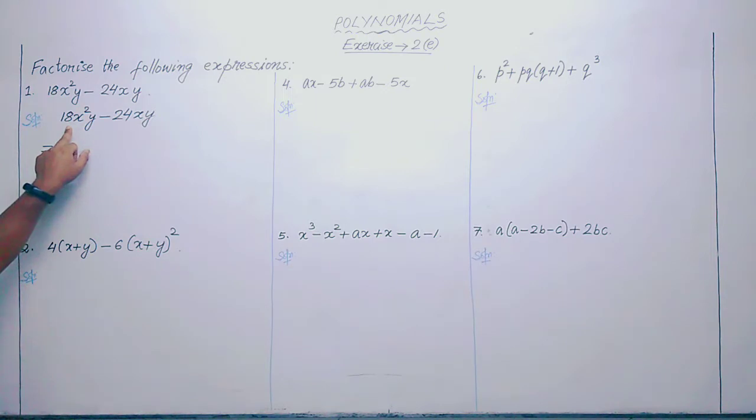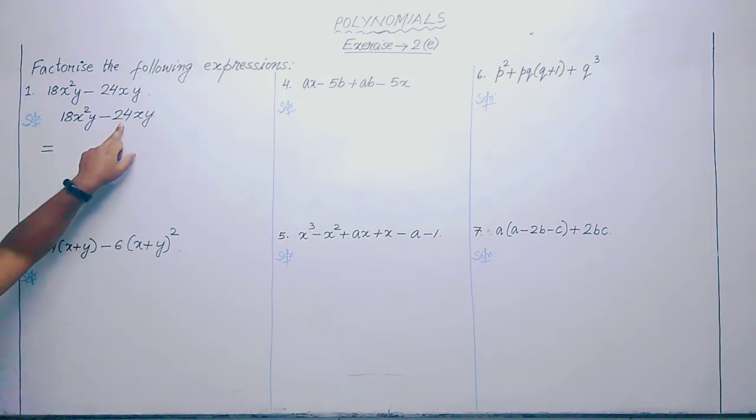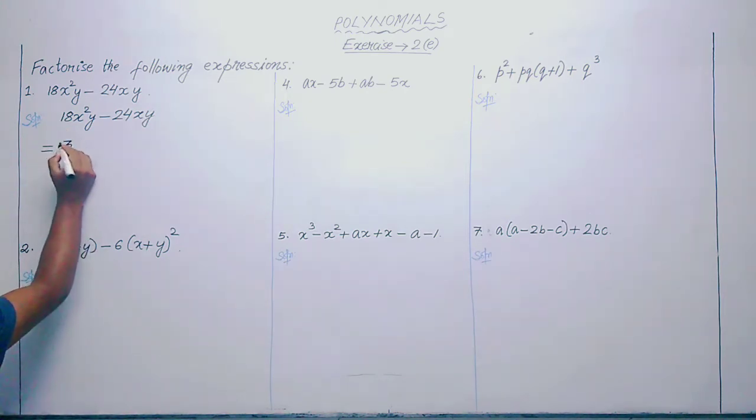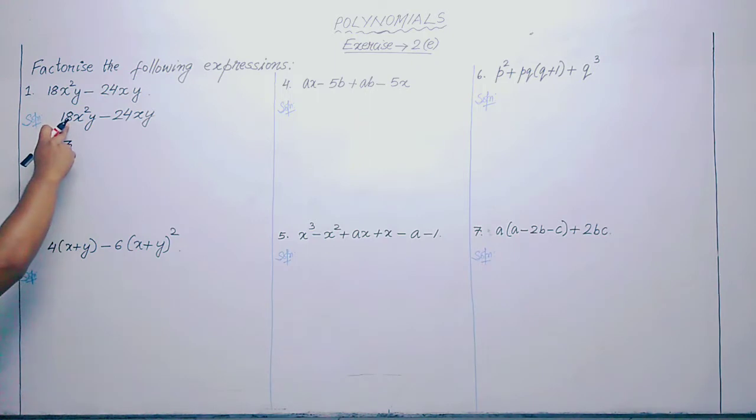3 6s are 18. You can divide 24 by 3. 3 8s are 24. You can divide 24 by 4, but you cannot divide 18 by 4. So what is our common? Our common is 3. 3 6s are 18.